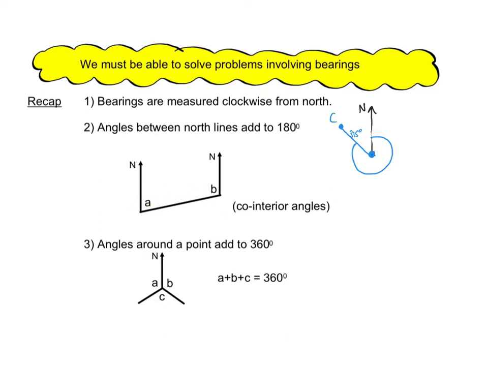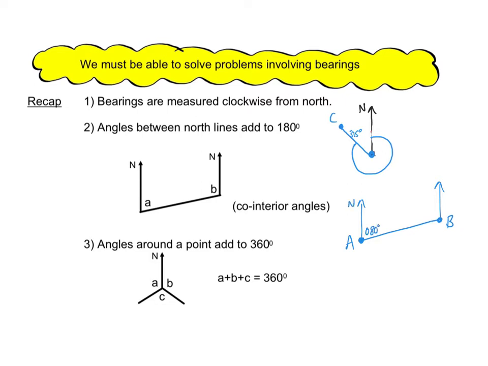So for instance, if I was to draw a similar diagram over here, for instance, we have two north lines joining together, and we have 2 points joined together by this line, and say for instance I told you that the bearing from point A to point B was 80 degrees. So let's say the bearing there is 080.